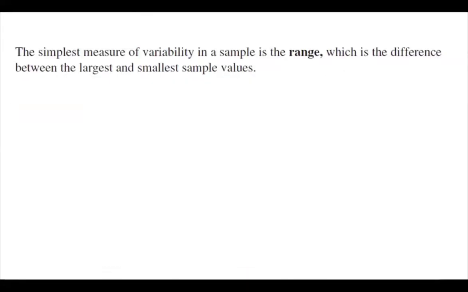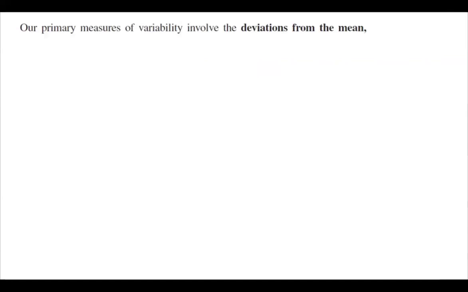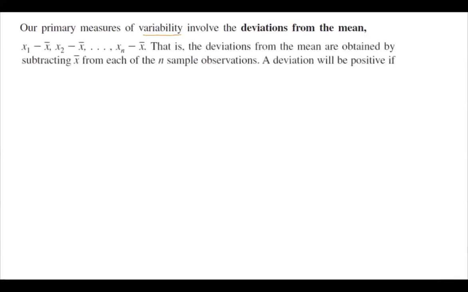The simplest measure of variability, as we saw, is the range. But it doesn't take into account the rest of the values. It only takes the minimum value, the maximum value. So I expect you to ask, what happens to the remaining n-2 values in your collection? In that case, we're going to use standard deviation. Our primary measure of variability involves the deviations from the mean.